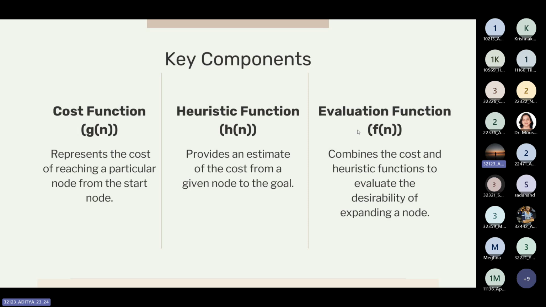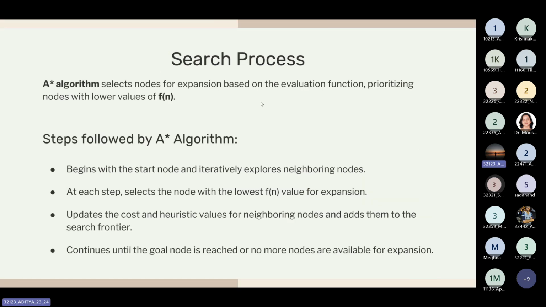The A-star algorithm combines the cost and heuristic functions to evaluate the desirability of expanding a node. So whenever the A-star algorithm starts from node A, it looks at its neighbors and evaluates the evaluation function f of n so that it can find the optimal path from point A to point B. Now let's look at the search process of the A-star algorithm. The A-star algorithm selects nodes for expansion based on the evaluation function, prioritizing nodes with lower f values. Now, these are the steps followed by the A-star algorithm.